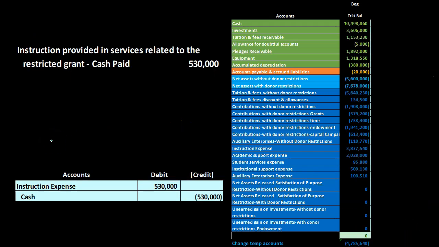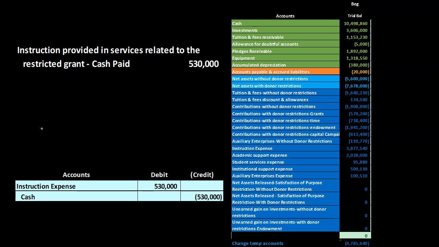Next item, we have the instruction provided and services related to the grant we paid in cash. So we had instruction expense, instruction provided. We're going to record that transaction. That'll be fairly straightforward. Then what we're saying is something happened that we're going to free up the grant money. We got grant money specifically for some type of instruction, which this satisfies. Therefore, we need to free up the grant money that we have been receiving.